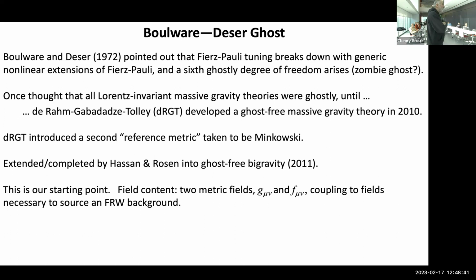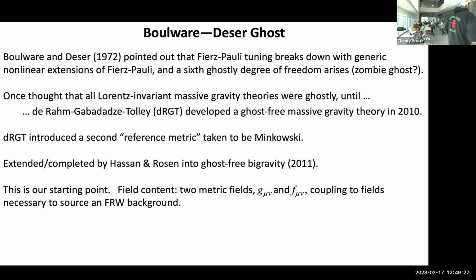And they did this by introducing a second metric that they called a reference metric, taken to be Minkowski. This was extended and completed shortly thereafter by Hassan and Rosen in 2011 into a ghost-free bigravity. And they realized that the reference metric does not have to be Minkowski. So the Hassan-Rosen bigravity theory will be our starting point. That's the next slide. Good question. So the field content will be 2 metric fields, g and f, and coupling to fields necessary to source an FRW background.